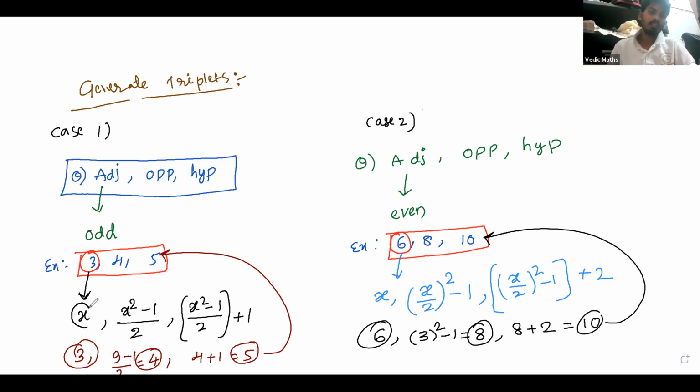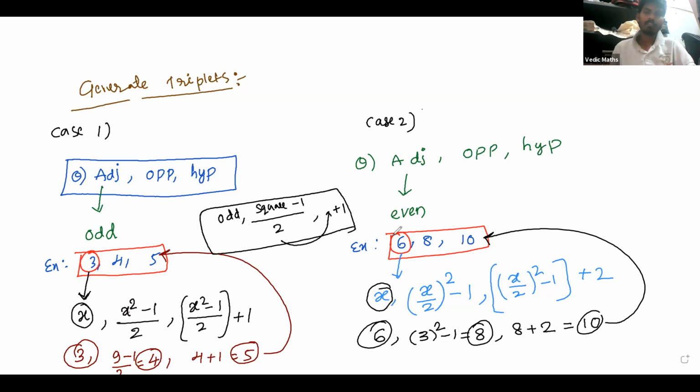So this is the odd number and this is the even number. When odd is given, we are squaring, subtracting 1 and dividing by 2. After that, we are taking this value as it is and adding 1. In case an even number is given, first we take half of the even number, after that squaring, after that subtracting 1, and whatever value we get there, we add 2 to it. So this is the even case.